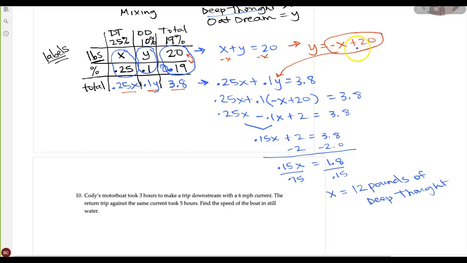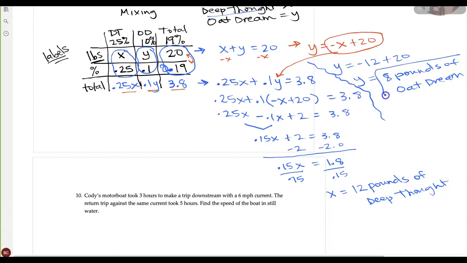So using this top equation there will make it easier. I already have y by itself here in the red, so I really can just put that in here. So I have y equals negative x, so negative 12 plus 20, and so then y equals 8. So 8 pounds of oat dream. All right, so those are my two answers: 8 pounds of oat dream, 12 pounds of deep thought.